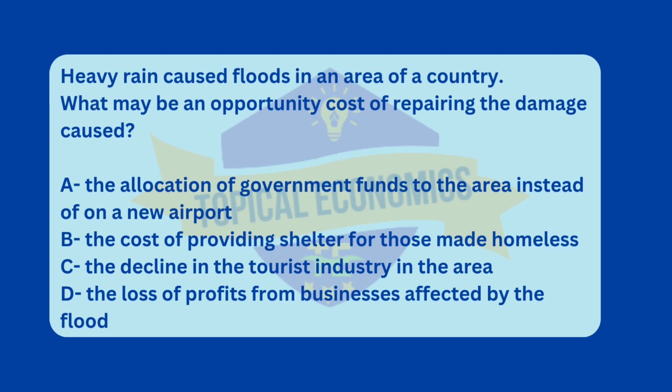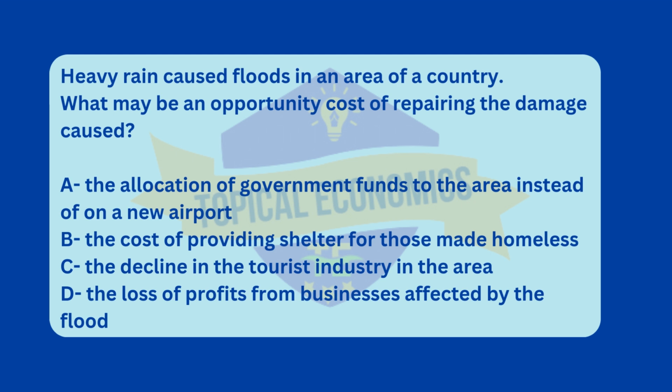The correct answer for this question is option A. The allocation of government funds to the area instead of on a new airport. Opportunity cost refers to the value of the next best alternative that is foregone when a decision is made. In this case, the government is allocating funds to repair the damage caused by the flood, but those funds could have been used for something else, such as building a new airport. The opportunity cost is the value of the foregone alternative. In this case, the construction of the airport.